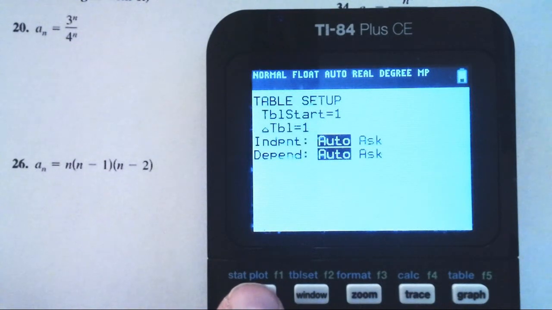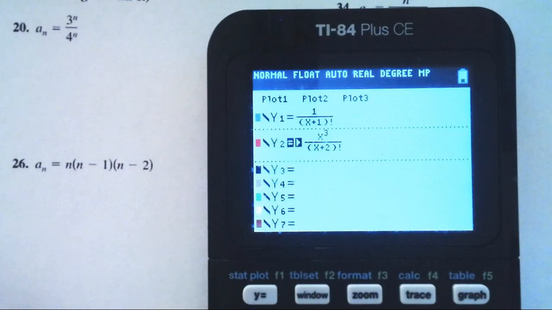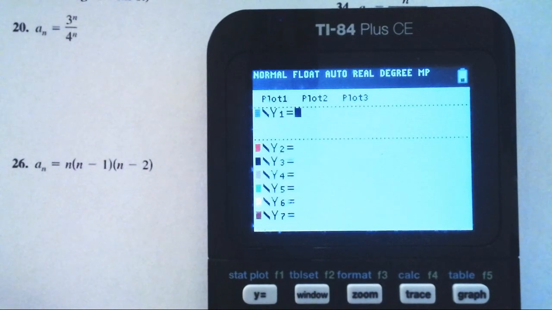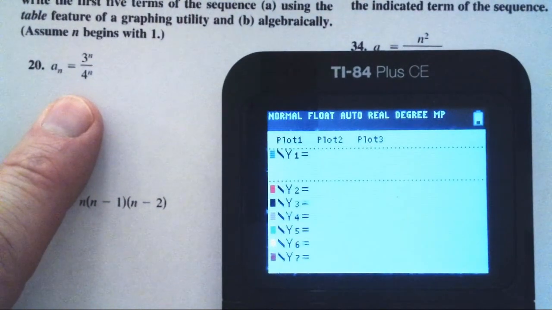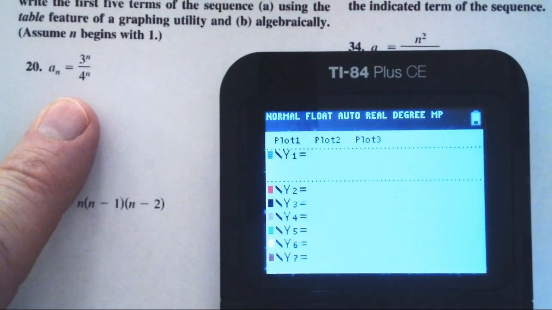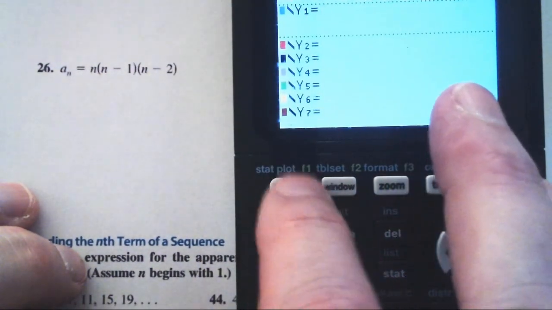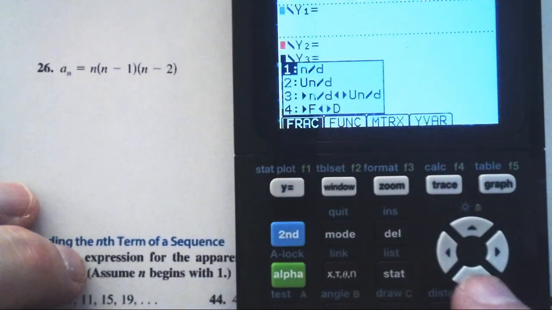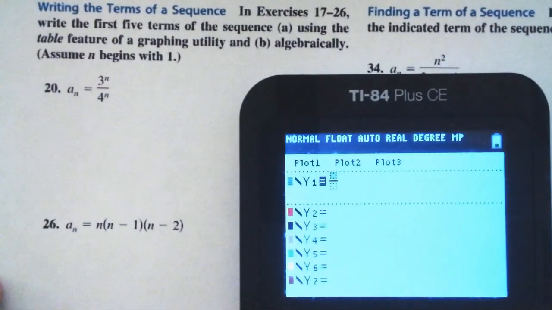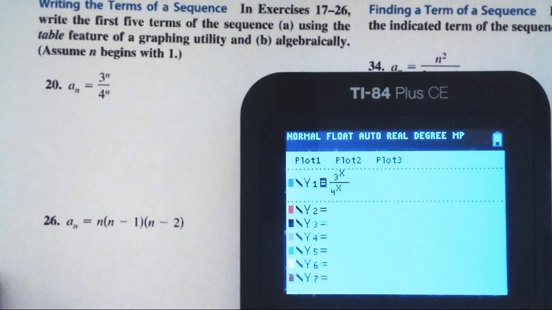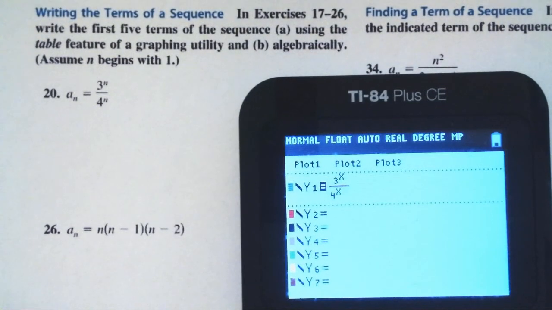I'm going to go into y equals, clear this guy, and I'm going to enter as a fraction. We could enter 3 to the n divided by 4 to the n. We can also use our fraction key, which we can get there through alpha y equals. And we get a fraction key here. That's the first choice. And we can do it that way. 3 to the x on 4 to the x. Not bad to get in the habit of doing that. The nice thing about that is we don't have to use parentheses around our entire numerator, around our entire denominator. Anytime we can get rid of extraneous parentheses, probably worth doing.